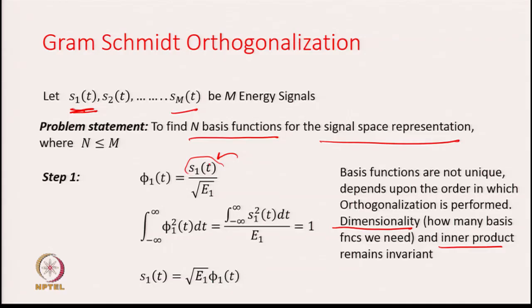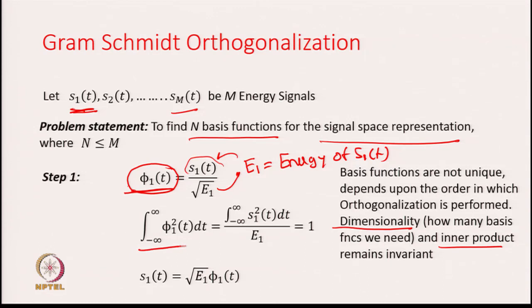So, we have started by choosing the signal S1(t), and we are trying to find the first basis function, and we have said the first basis function is nothing but S1(t) divided by the root of the energy of signal S1(t). So, E1 is the energy of S1(t). Why have we divided it by the root of the energy of signal S1(t)? Because we want this basis function to be an orthonormal basis function, and for an orthonormal basis function the energy of phi1(t) should be 1.